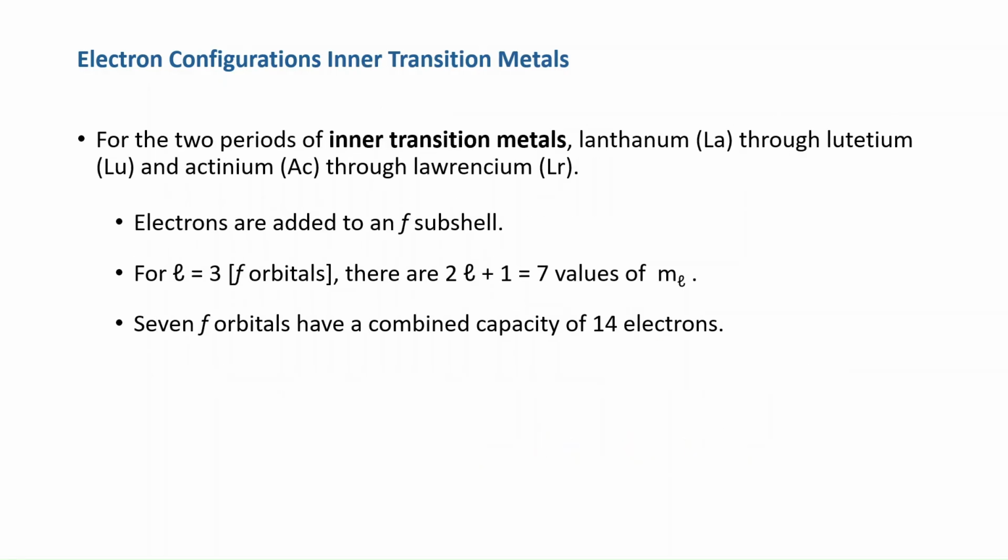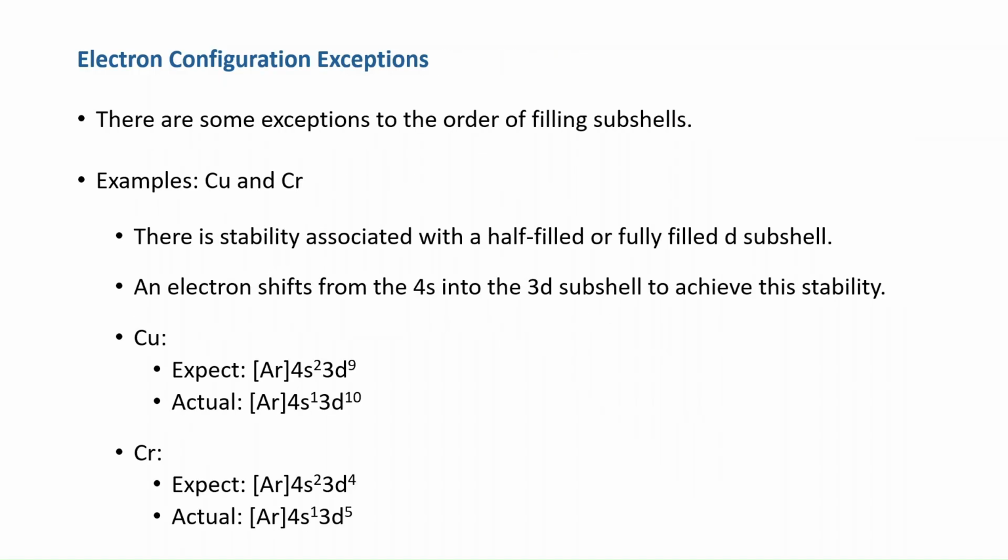In the inner transition metals, you have the F subshell, so you have 7 different orbitals, so 14 electrons. Once again, when you move from the D to the F, go down one more. When you move from the F to the D, go up one more. Okay? I don't know if you'll ever get to use them, seriously.